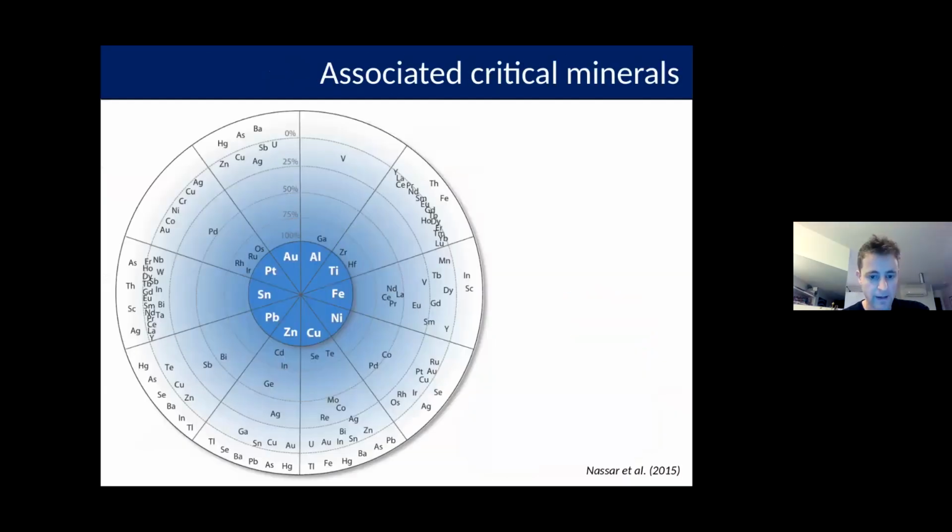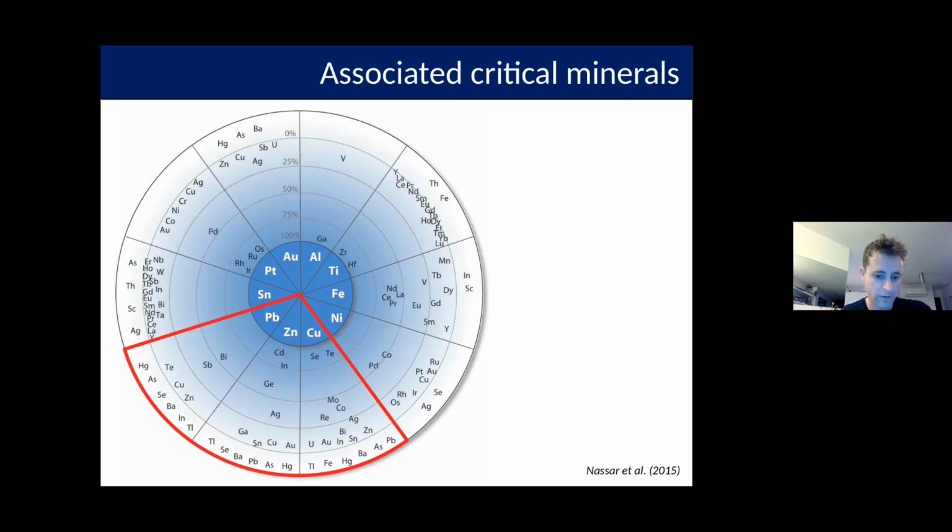Now this image is showing you what's referred to as the wheel of metal companionability. The 8 or 10 in the center are the main ore-forming minerals, and for all the other elements you see floating around the outside, the closer they are to the center, the more likely they are to be found associated with that type of deposit.